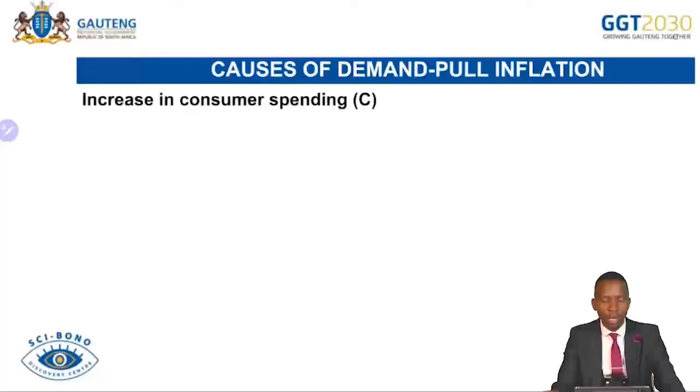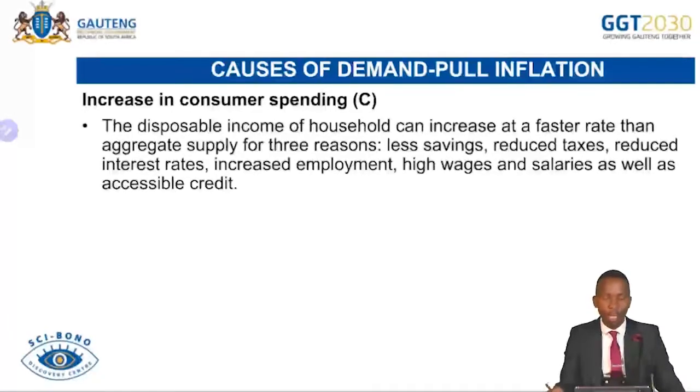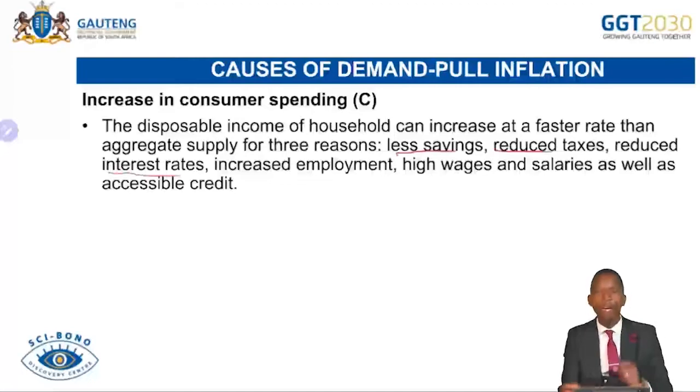And then the causes are increase in consumer spending by the household. That is regarded as PC. The disposable income of household can increase at a faster rate than aggregate supply for three reasons: less savings, reduced taxation, reduced interest rates. So if ever consumers or households are saving less, they spend more on their given income, and that leads to more inflation in that case, because the demand is more while the supply maybe is facing some challenges or constraints. Reduced taxes, reducing income tax and also reducing value-added tax will always have an effect of increasing the demand for goods and services.